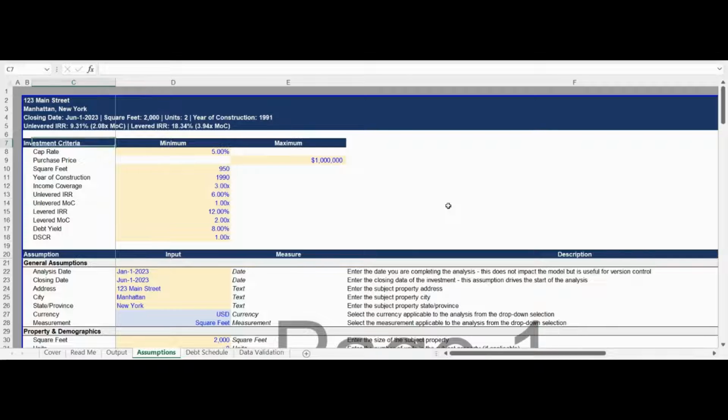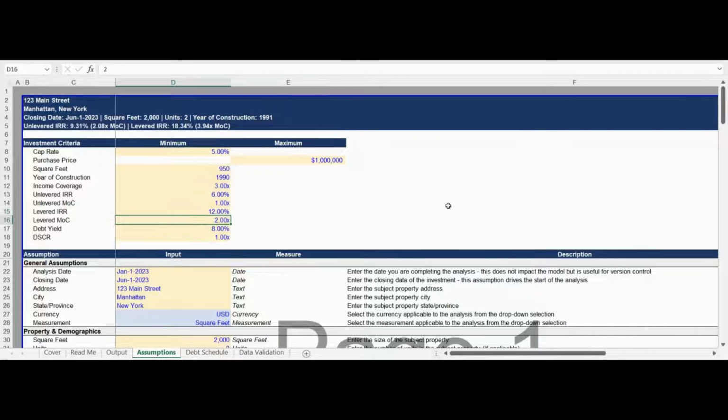The top of the Assumption tab has inputs for your unique investment criteria. In the case study example, we are screening for a real estate investment that has a minimum cap rate of 5% and a purchase price less than $1 million. We are looking for a property that is at least 950 square feet in size and built no earlier than the year 1990. We want the property to be located in an area where the median household income coverage is at least 3 times our pro forma rent assumption.